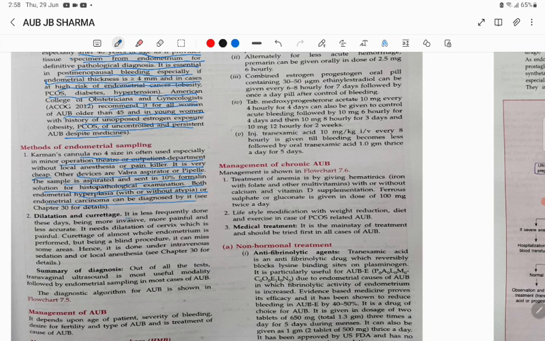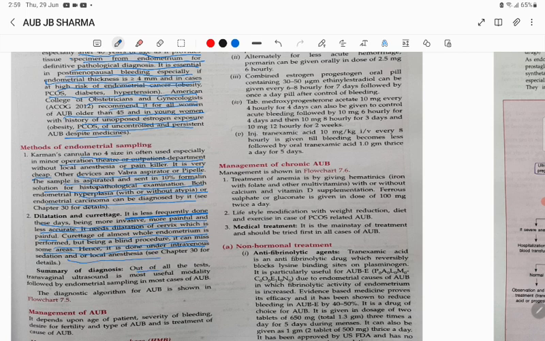Dilatation and curettage is less frequently done these days because it is a more invasive, more painful, and less accurate procedure. It needs dilatation of the cervix, which is painful. Curettage is performed almost as a whole, but being a blind procedure, it can miss some areas. It is done under intravenous sedation or local anesthesia.